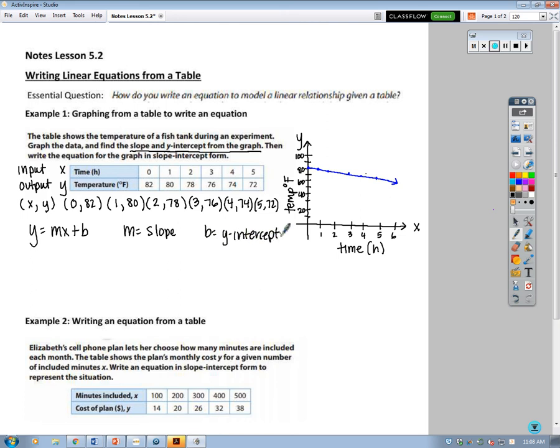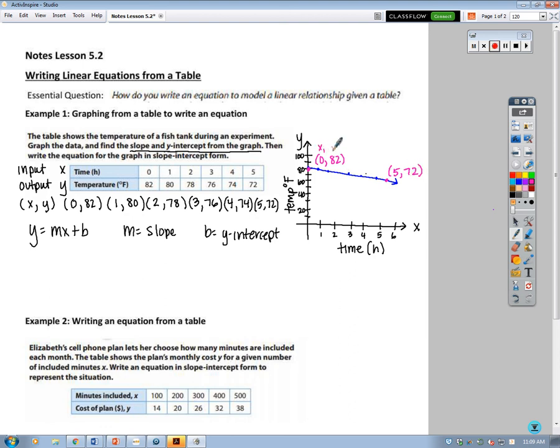Okay, so what is our slope in this? If we pick 2 points on the graph, which is what we were doing, I'm going to go ahead and pick this point right here, which is (0, 82), and I'm going to pick my last point right here, which is (5, 72), and I'm going to read from left to right.